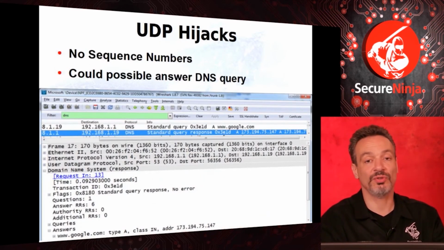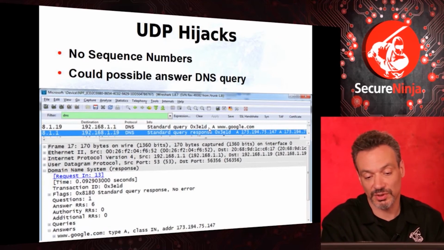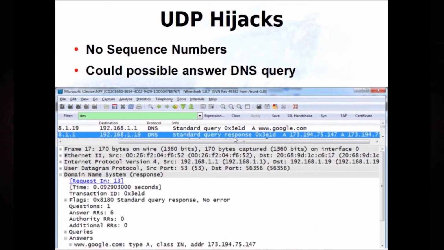UDP hijacks, there are no sequence numbers. So as I mentioned, someone could do, and in this case, I did a DNS lookup for Google. I went to Google and I said, DNS, what's their IP address? Well, I don't know that there's any way to validate who that came from. That's not a signed reply. I didn't get a digital signature there. Anybody could have replied there.